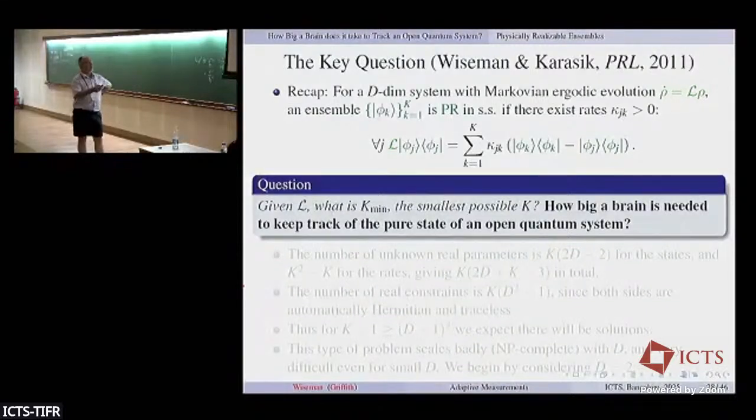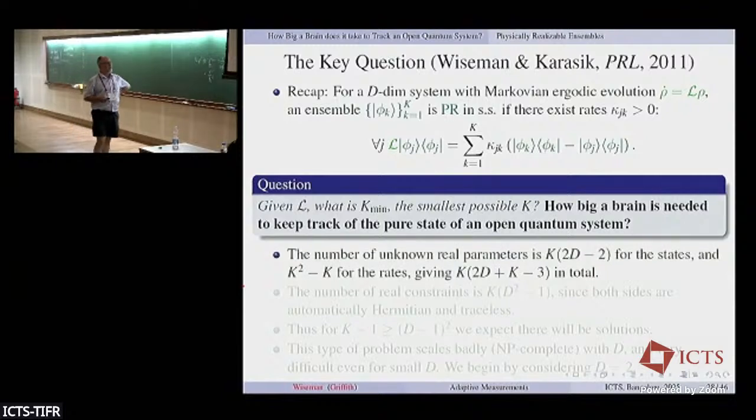What we did in this paper is, one of the things we did, is to attack this with a counting argument. The number of real parameters in this problem, if we're looking for solutions to these equations: I have k states. Each pure state has 2d minus 2 real parameters, and there are k squared minus k rates, because the diagonal ones don't matter. That's the total number of unknowns.